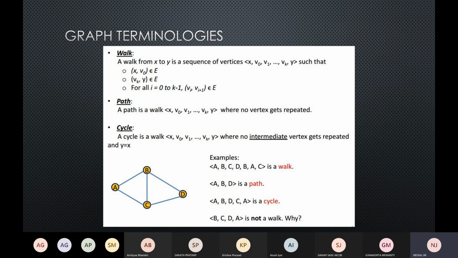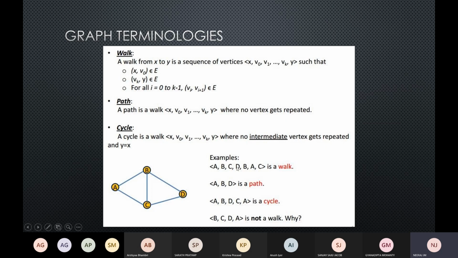A walk is nothing but a sequence from X to Y where any loop or anything, you call it a walk. Like you can take it, and it returns back to something like that. That is what is called a walk. And a path is where basically no vertex gets repeated. So you can take a walk, and a path is nothing but uniqueness.